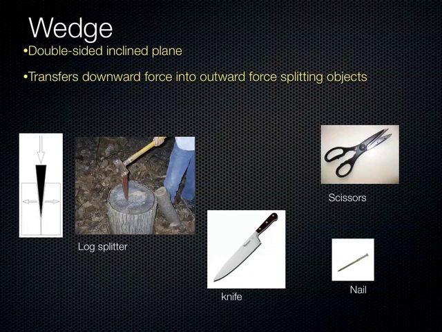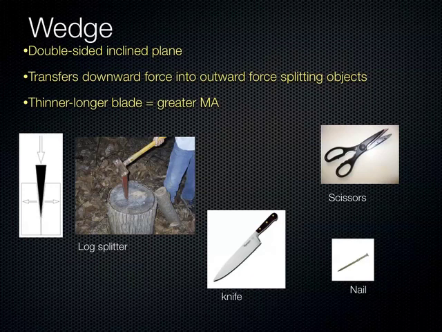Any blade, a knife, is the same thing. You're exerting a downward force on the knife, and that blade is exerting an outward force that splits whatever object you're cutting along that plane. So a knife, scissors, the tip of a nail, these are all wedges. And the thinner and longer the blade is, the greater mechanical advantage it gives. Should make sense.